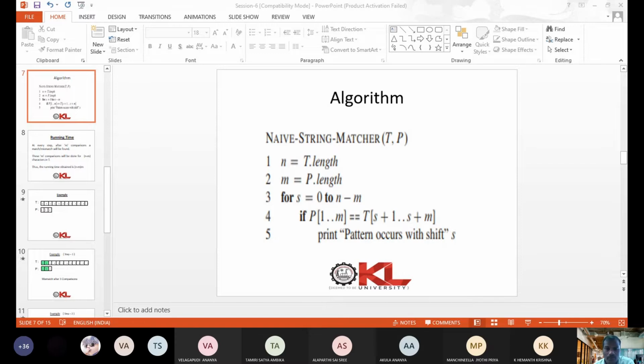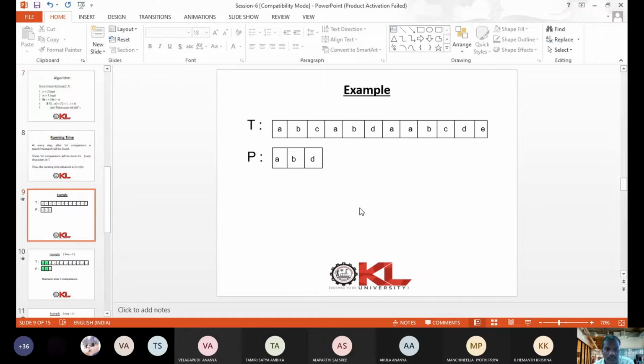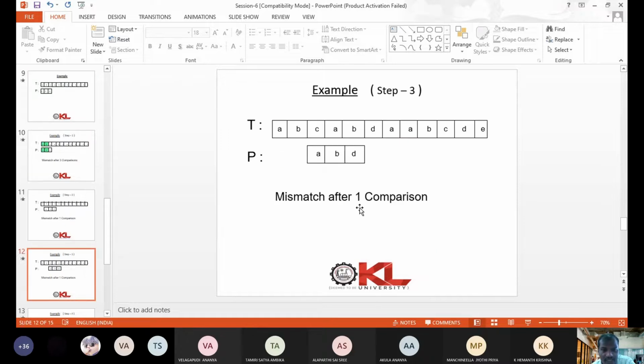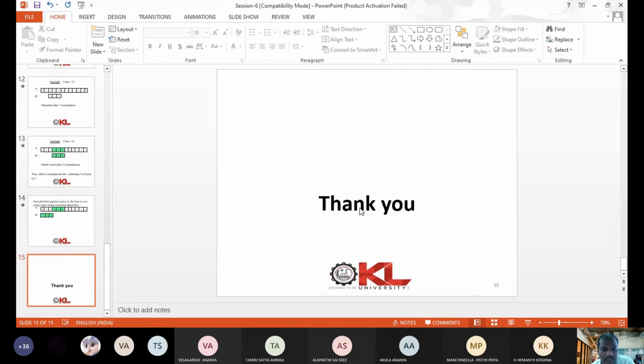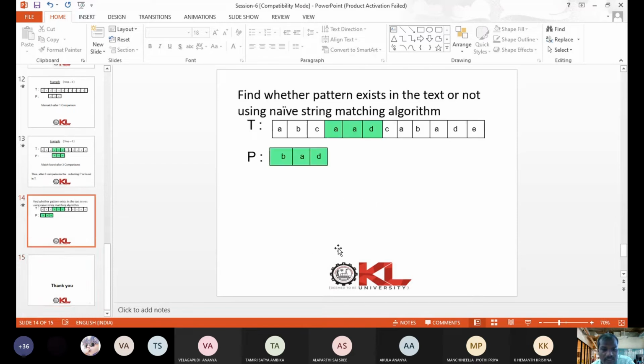So this is how the naive string matching algorithm works. The principle in the naive string matching algorithm is that we need to compare each and every character in the pattern with every character in the given string. Whenever a match is found, we have to return that occurrence of the matching character, right? So this is how the naive algorithm works. Just go through this example.